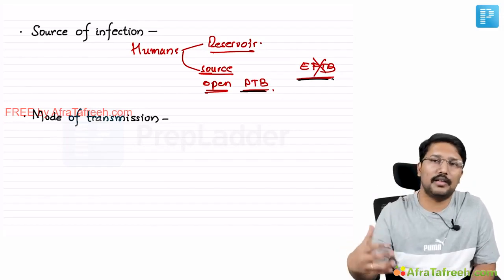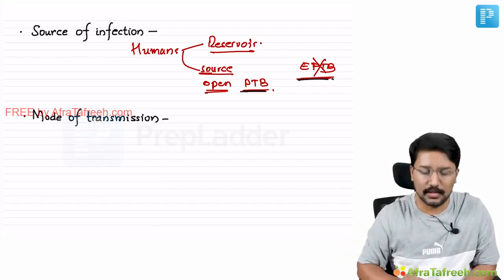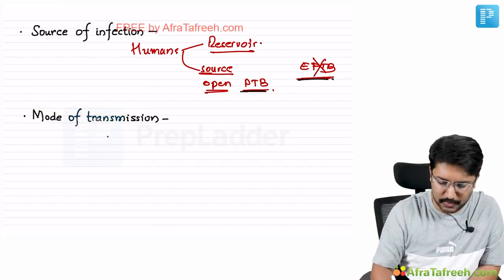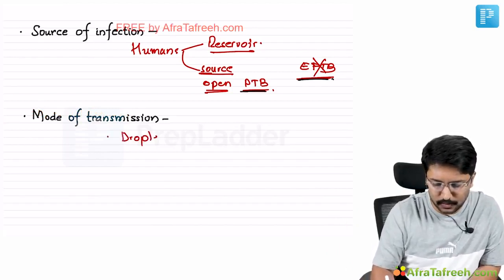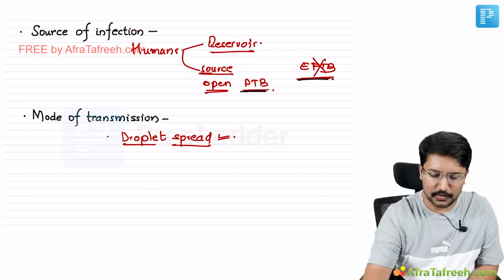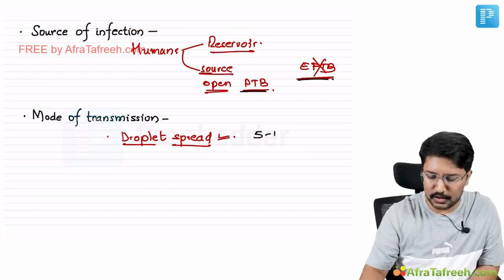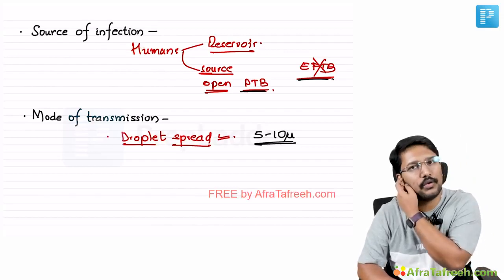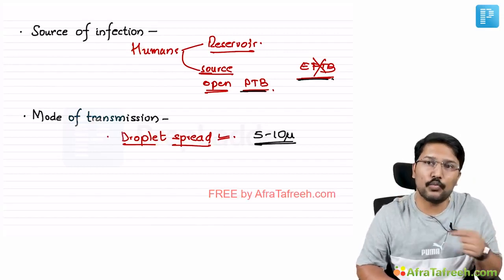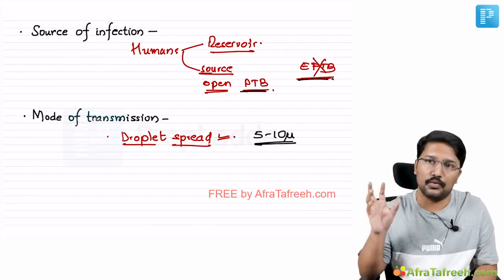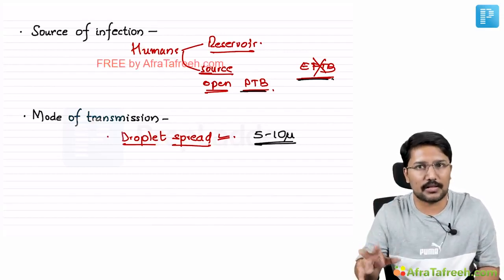Now, how does a potentially non-infected person acquire the infection? The mode of transmission is usually through droplet spread. Most of these droplets are in the size of 5 to 10 microns, right? Now we all know that any particle which is less than 2.5 microns can only make its way to the alveolar spaces, right?